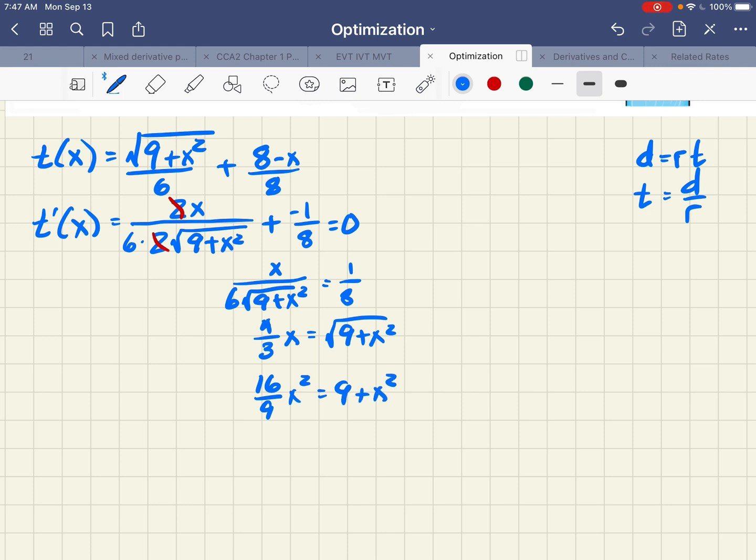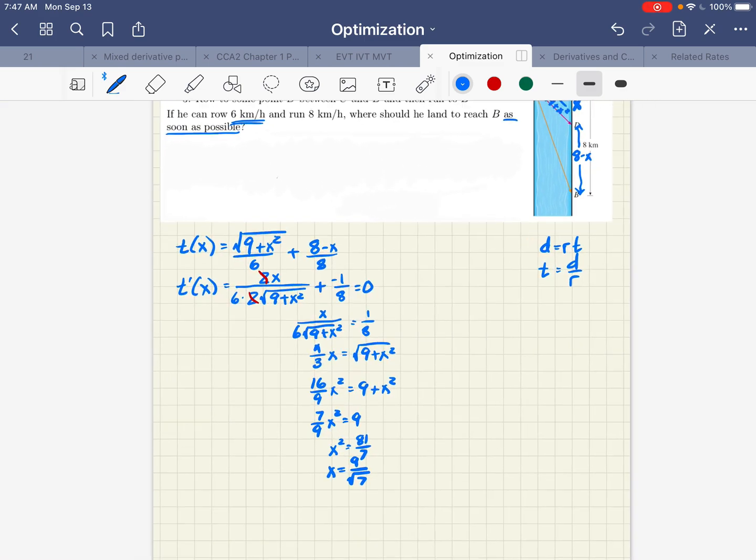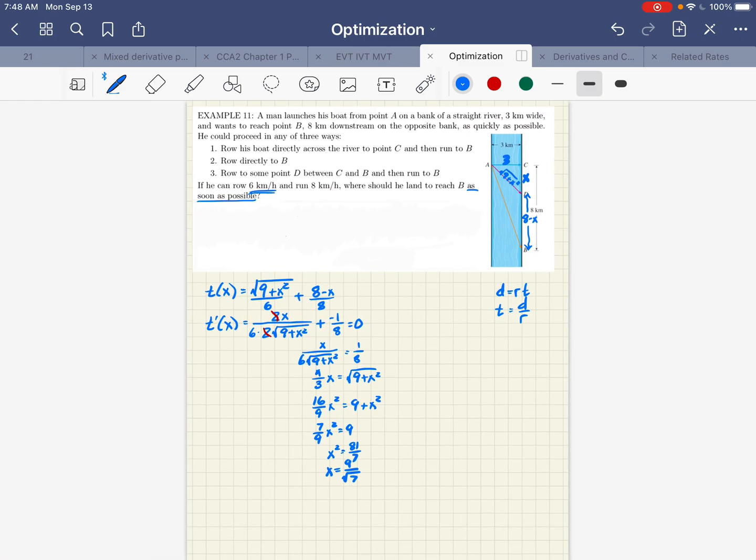And then isolate the x. Let's see, that would be 7/9. All right, so we find the critical value is at 9 over square root of 7. And we're hoping that that's a minimum, right? That if you go to a distance of 9 over square root of 7 and then run the rest of the distance, that would give us the minimum time.